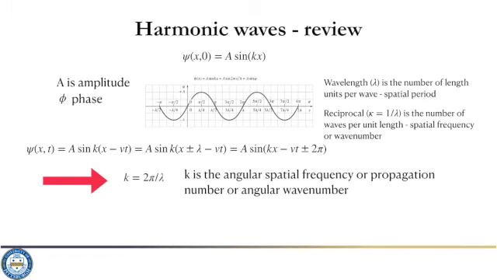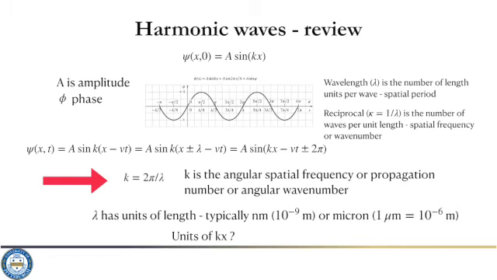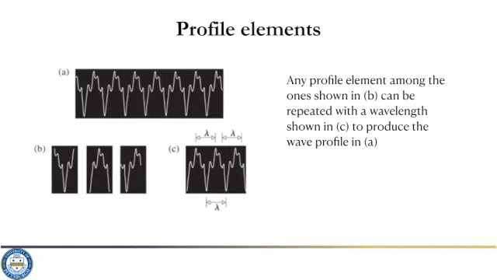We also showed that because this must satisfy the wave equation, k should be related to lambda as 2 pi over lambda. And since lambda has units of length, the units of kx will then be radians, or phase, as we already discussed. We can also use other types of profile elements. For example, this shows that instead of a sine wave, we could have taken different shapes, shown in part B of this figure, to form a wave shown in part A. As long as you tile or repeat it at a wavelength lambda, that will form another wave with a wavelength lambda.